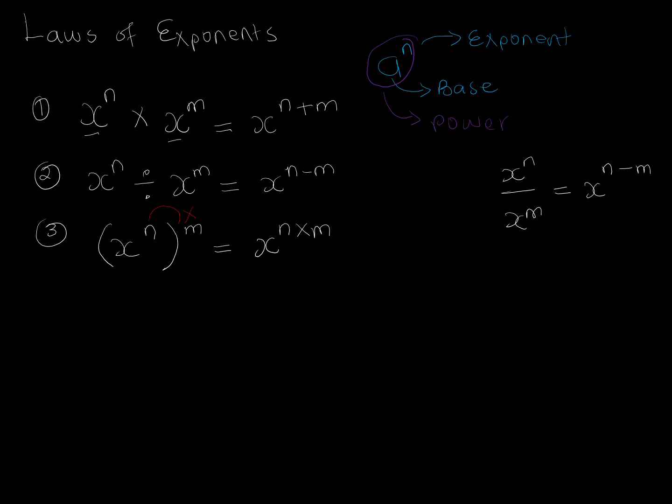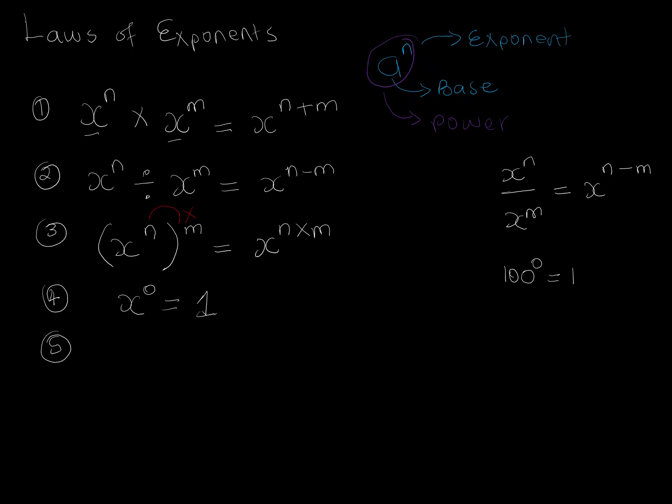So now law number 4: anything to the power 0 is 1. Anything to the power 0 is 1. So when you see 100 to the power 0, just know that this is 1. 2 to the power 0 is 1. Okay, so now let's move to law number 5.